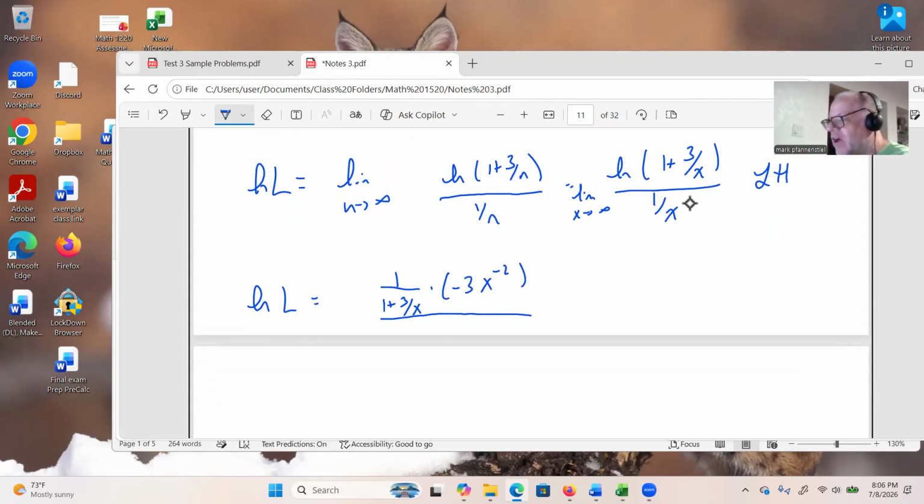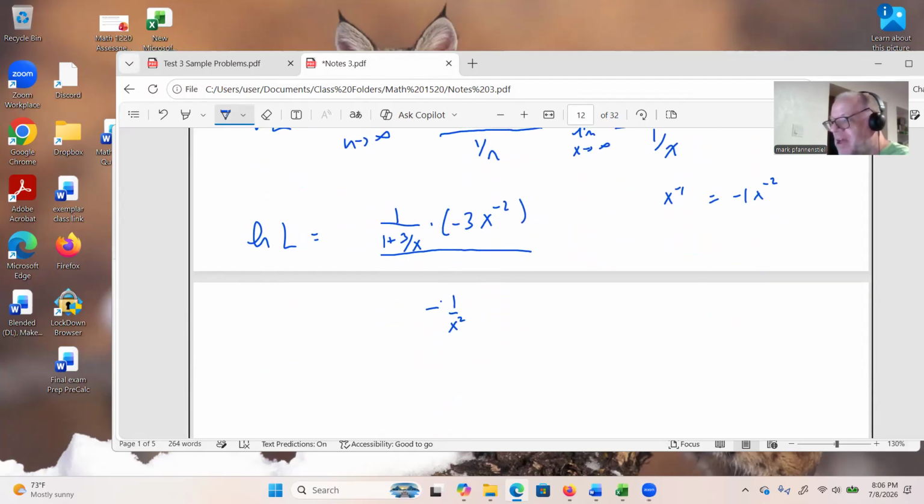Divided by, and then on the bottom, we end up with negative 1 over x squared, right? This is x to the negative 1. Take the derivative, we get negative 1 x raised to the negative 2. Okay, so here we have, it's a little bit longer than I wanted it to be, but here we have the natural log of L, the natural log of our limit, is equal to 1 over 1 plus 3 over x times negative 3 over x squared, all divided by negative 1 over x squared.